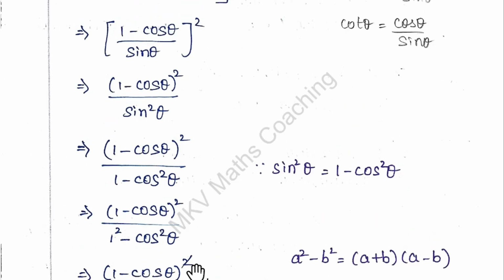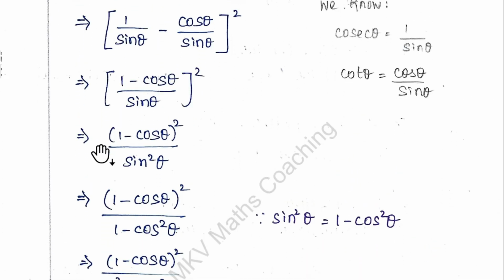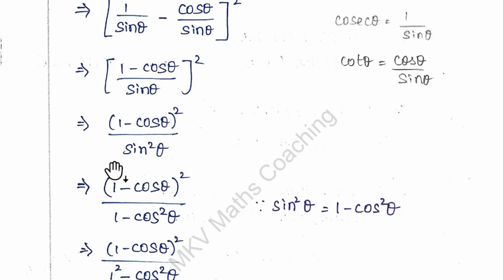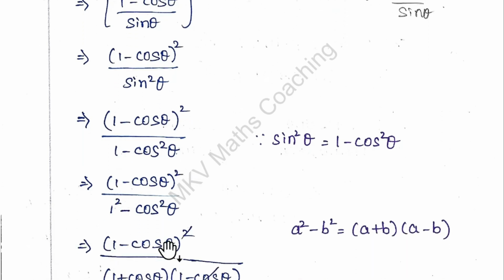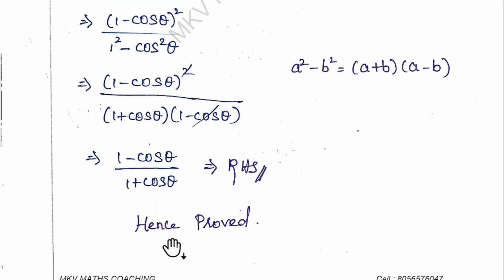We got it, right? So first step is to change in terms of sine and cos, and second step, you remember the RHS and solve accordingly. Okay, so here 1 minus cos we need, so I am going to change the denominator sine square as 1 minus cos square, writing it in the form of a square minus b square, expanding through (a plus b)(a minus b), I can get it cancelled and get the RHS. Okay.